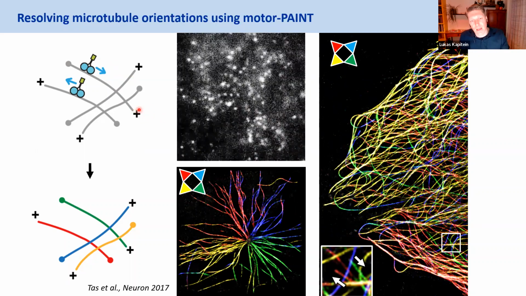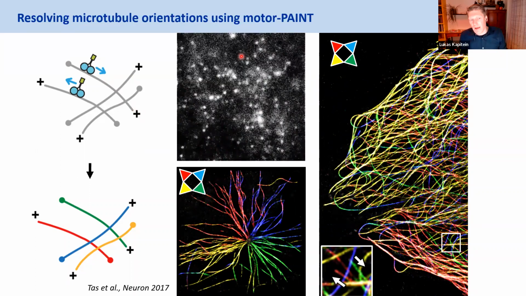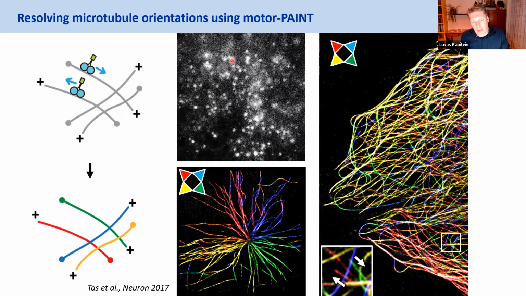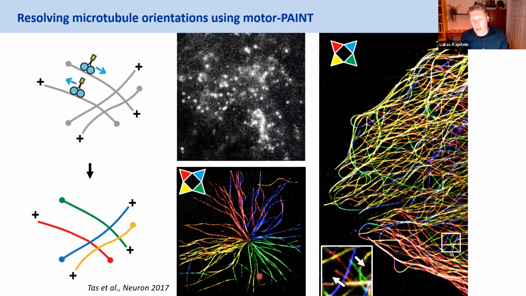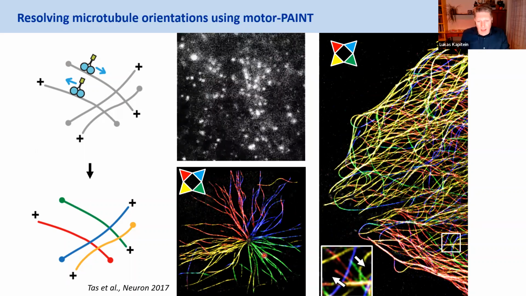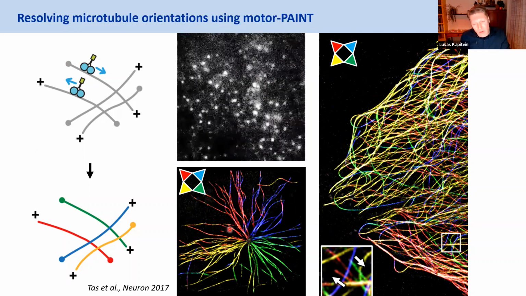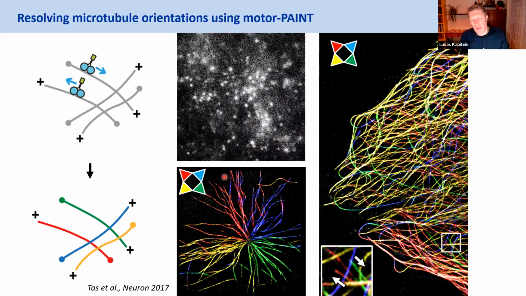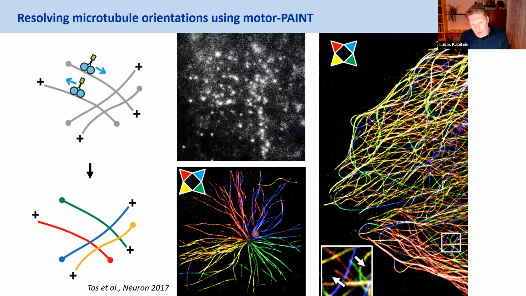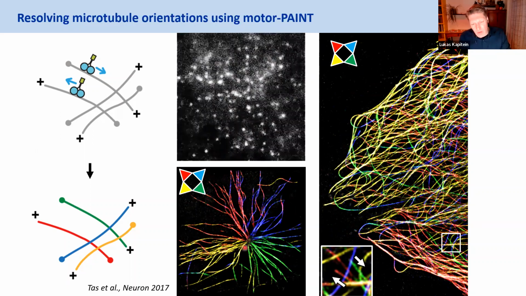We can locate all these micromotors with nanometer precision and then just acquire many, many frames. And from these videos, we can reconstruct the microtubule network that's used by these motors. And because the motors bind and walk towards the plus end, we can even color code the microtubules to indicate their absolute orientation. So in this case, we look at microtubules grown from a central microtubule organizing center, and we color code them based on their orientations.